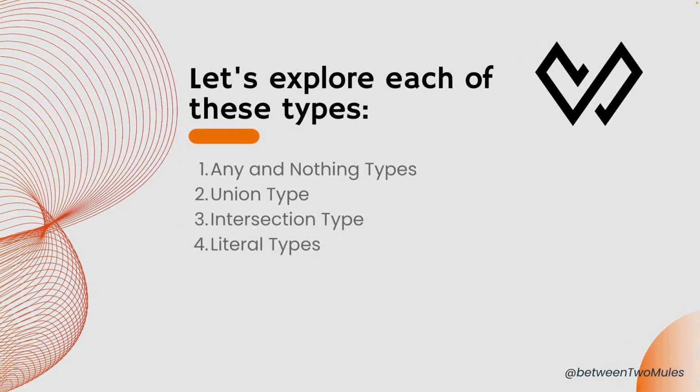In DataWeave, complex types are of four types. Number one is any and nothing types. Number two is union type. Three, intersection type. And four, literal types. Let's dig deep in each of these types.